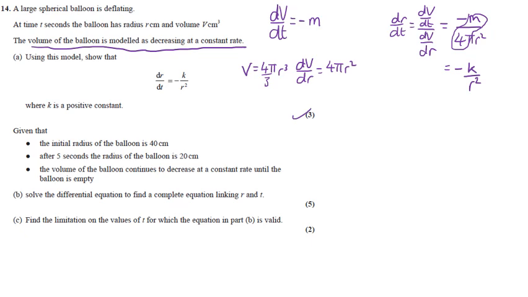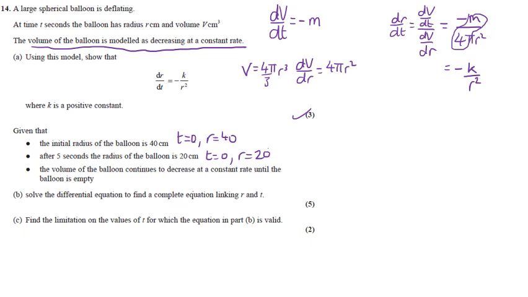Then we're given some boundary conditions. We're told that the initial radius of the balloon is 40. So when t equals 0, r equals 40. After 5 seconds, the balloon has a radius of 20 centimeters. So t equals 5, r equals 20 is our next boundary condition. And the volume of the balloon continues to decrease at a constant rate until the balloon is empty. We'll need that for the last part.